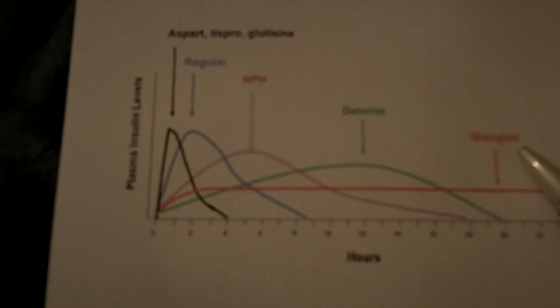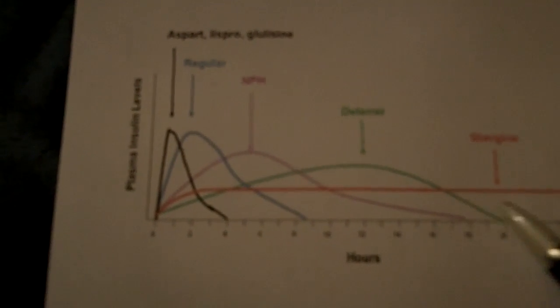One is Detemir, or they're called Levemir. The other one is Glargine. You may know this as Lantus insulin.